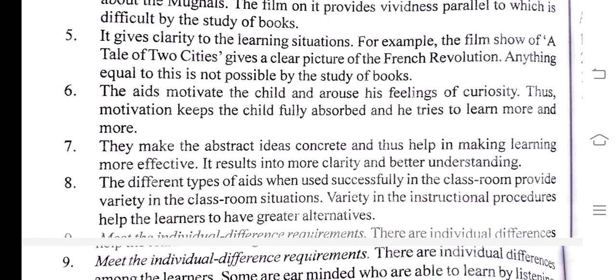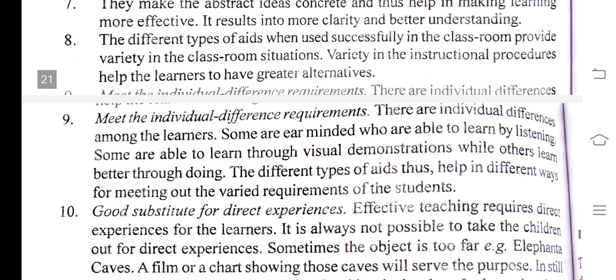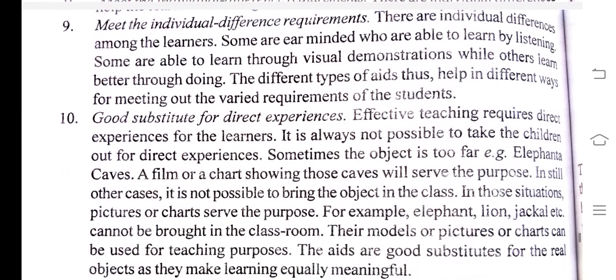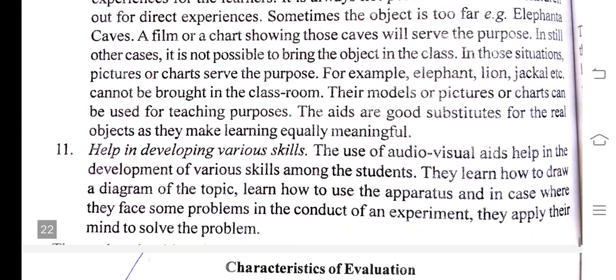The different types of aids, when used successfully in the classroom, provide variety in the classroom situations, meet the individual differences requirement, are a good substitute for direct experiences, and help in developing various skills.